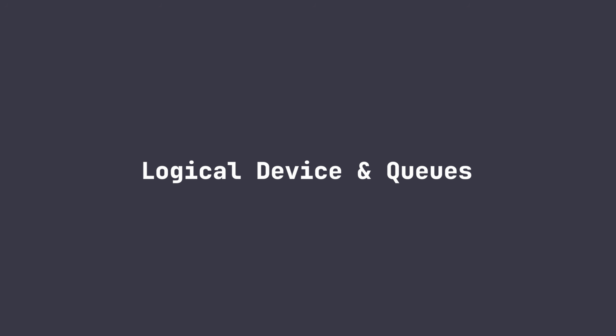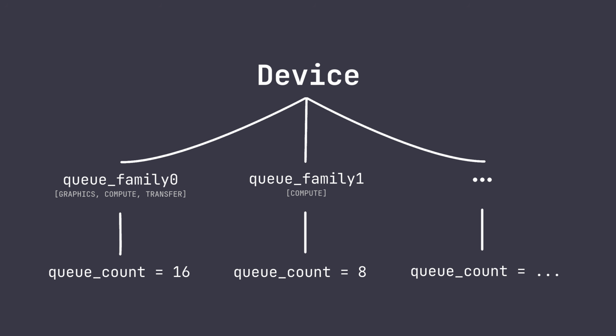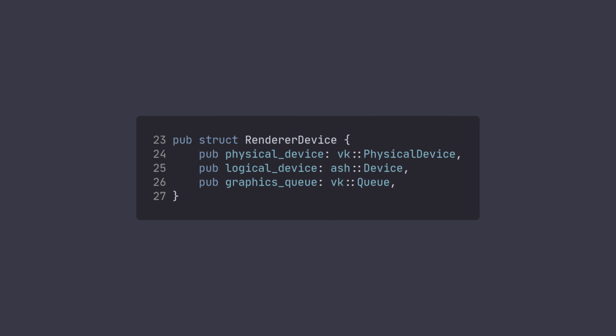The next step is to create a logical device and get ourselves some queues to work with. Actually, we'll only need one queue for now. A device may have many queue families, each of them containing queues capable of executing certain types of commands. To each queue you can send commands from different threads, but it's not guaranteed that the commands will be executed simultaneously.